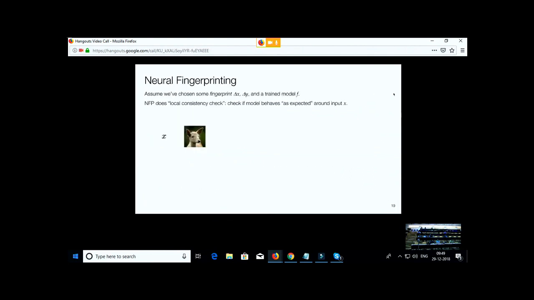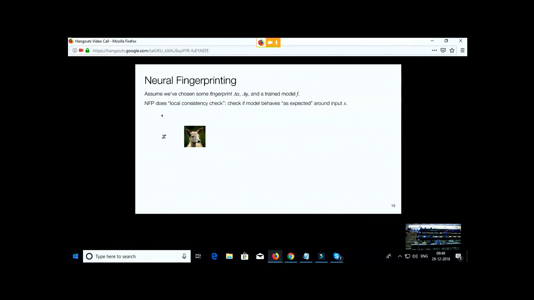Okay, so here's our proposal, our latest battle in this ongoing arms race. Here's the idea of neural fingerprinting. Let's for now assume that we somehow have chosen some sort of fingerprint, where I'm going to define a fingerprint as some input perturbation delta x, this is a capital delta, and a delta y, where delta y is some specified output change that I want to see.